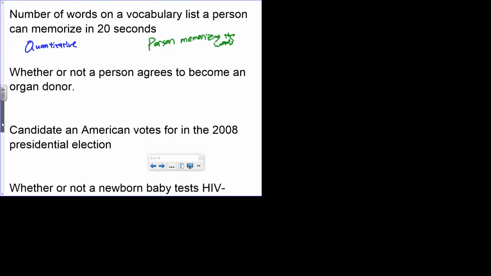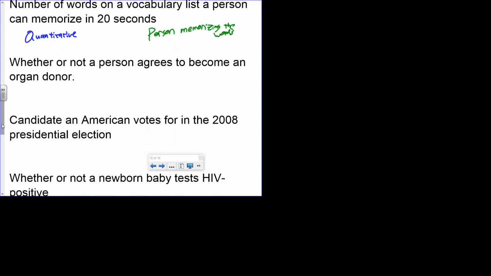Next one, whether or not a person agrees to become an organ donor. So, do they or not? So a simple yes or no. So this is categorical. Binary. And the answer is going to differ from person to person. And this is going to differ from each person being asked to donate.